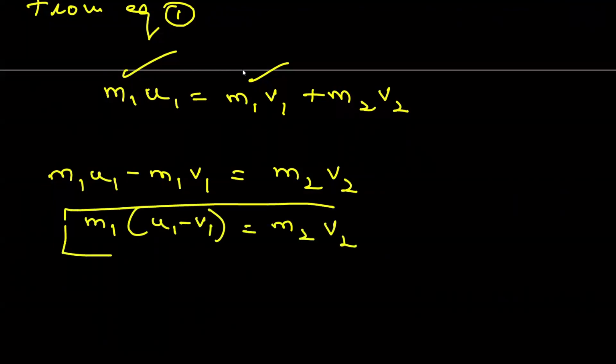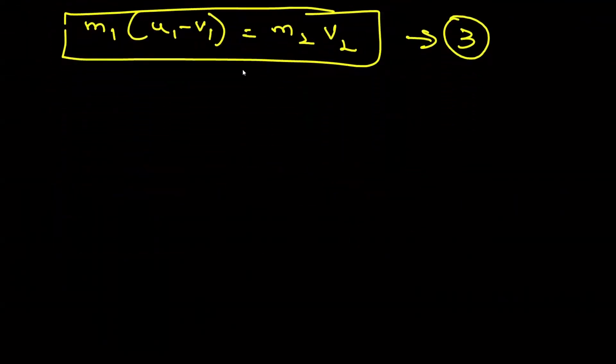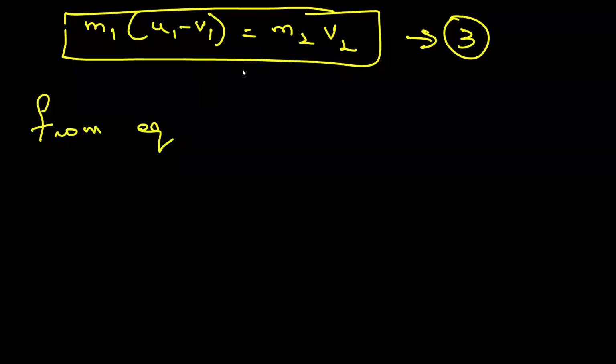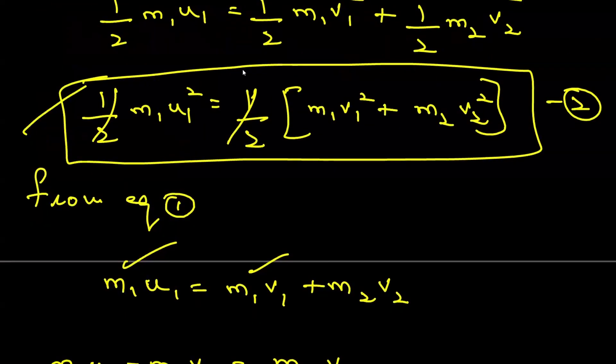Whatever answer I got right now after shifting all the m1s to one side, I'll mark that to be my equation number 3. So equation 1 was used to get equation number 3. Similarly, equation number 2 should give me equation number 4. I'll try that. From equation number 2, which said m1 u1 square is equal to m1 v1 square plus m2 v2 square, I just copied it after cancelling the halves.